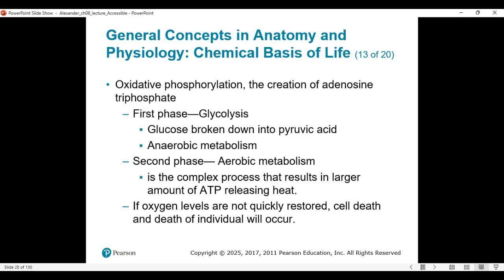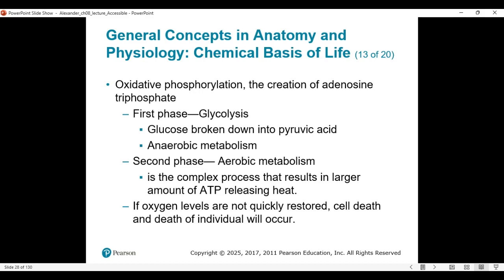The first phase of it, glycolysis, takes glucose and breaks it down into pyruvic acid, and this is an anaerobic metabolism, so it creates very low energy, just this first phase. The second phase is aerobic. This is where we introduce the oxygen. It's a complex process that results in a large amount of ATP, releasing heat, right?